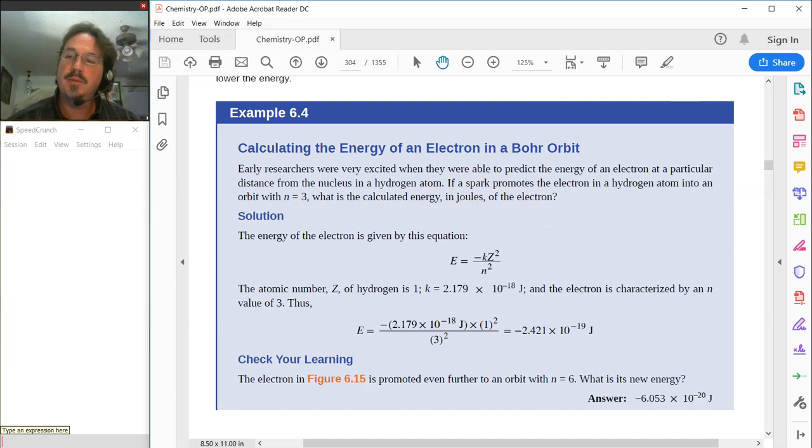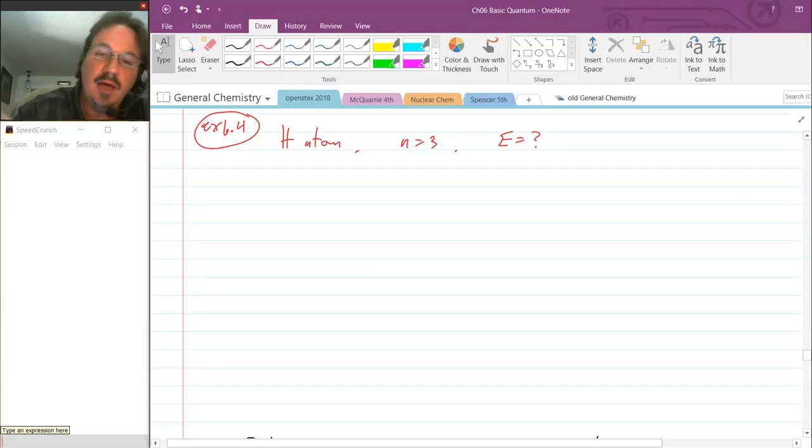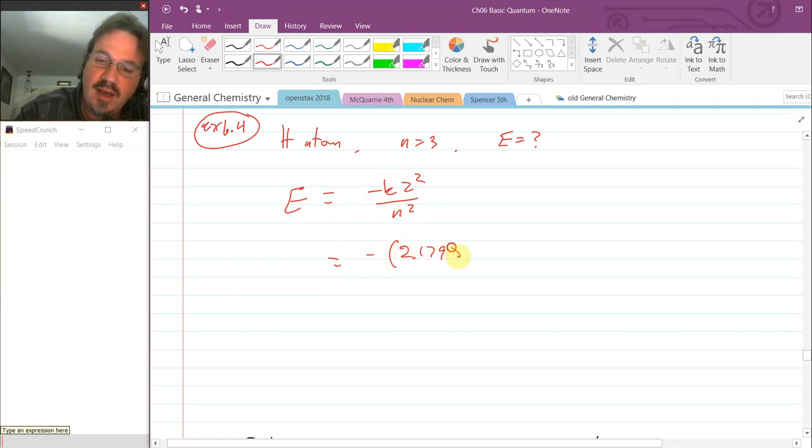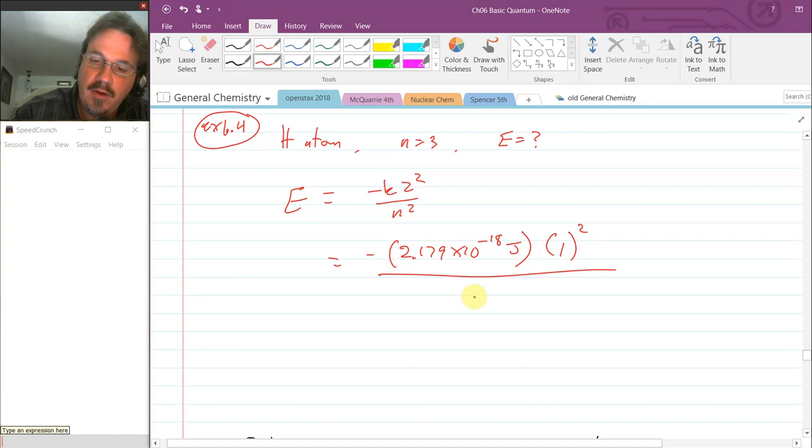So now that it's sitting up in the n equals 3 level, the energy level is negative k Z squared over n squared, where k is, as usual, 2.179 times 10 to the minus 18 joules. This is hydrogen, so Z is just 1, so 1 squared, divided by 3 squared, n squared, right? n equals 3 for this case. And so now we just plug that into the calculator.